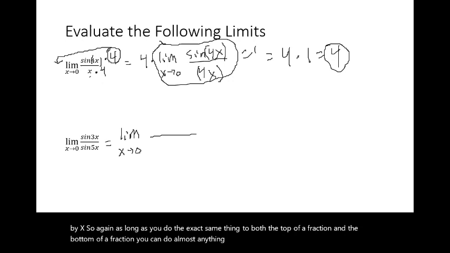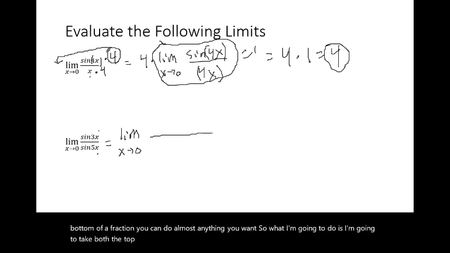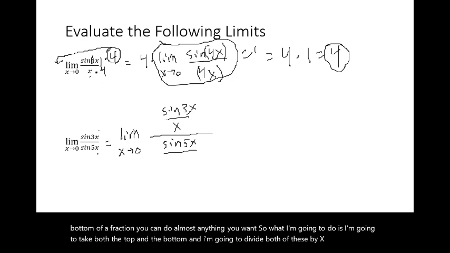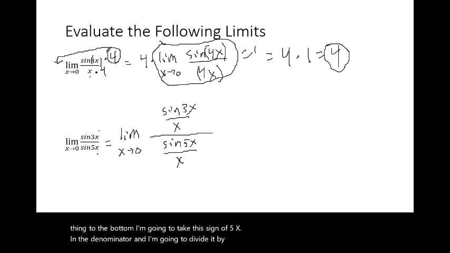So what I'm going to do is take both the top and the bottom, and divide both of these by x. I'm going to take the sine of 3x in the numerator, and divide it by x. And I'm going to do the same thing to the bottom. I'm going to take the sine of 5x in the denominator, and divide it by x. I didn't actually change anything, because I just divided both the top and the bottom by the same thing.